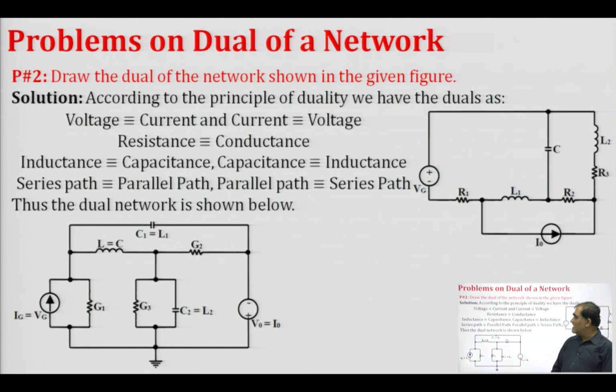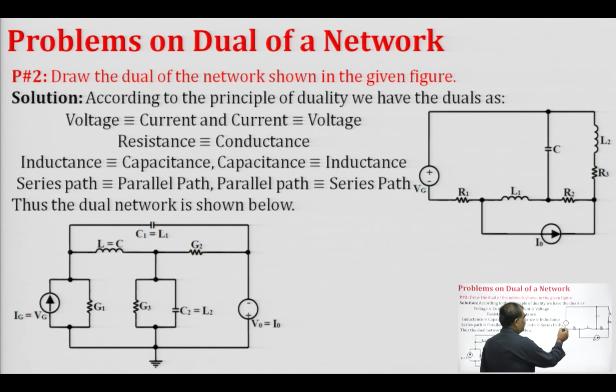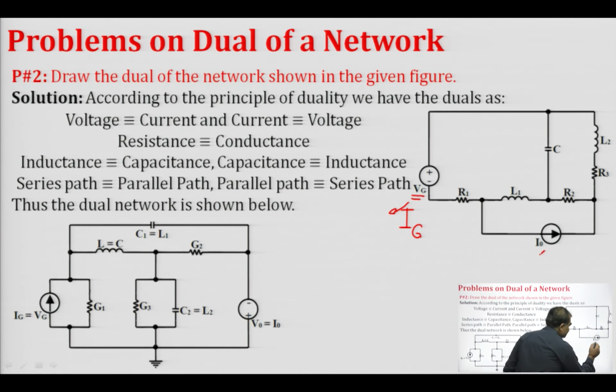Now, a circuit which contains the inductance, capacitance, and resistance. So, this is our voltage source or generator voltage Vg, and we have a current source of magnitude I naught. So, what we have to do is, first of all, this voltage source will become a current source, that is Ig. This current source will become a voltage source of value V naught.